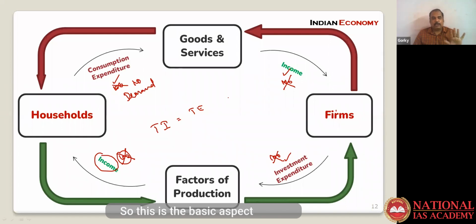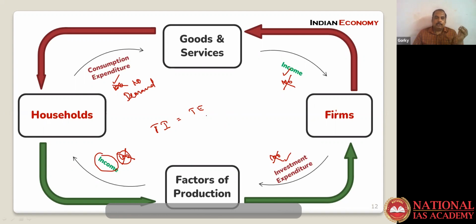So this is the basic aspect of how investment, expenditure, and consumption patterns work. Understood? Any doubt on this? No, sir. Others? So basically, understand that in this economy, how it operates, total income is equal to total expenditure. Clear? So this is how the basic economy, demand and supply, operates.